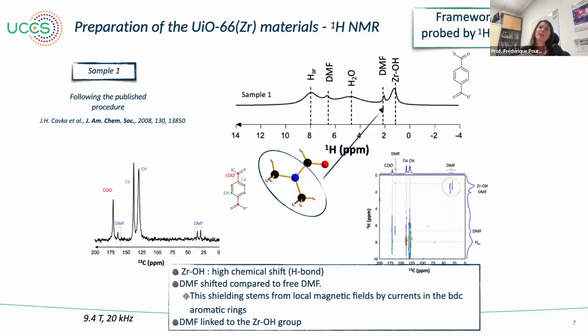What you can observe as well in the proton spectrum is that the ZrOH group has a high chemical shift compared to the calculation that was done previously by another group. This high chemical shift is attributed to the H-bond network. So we will look at this H-bond network with different behavior and different samples.